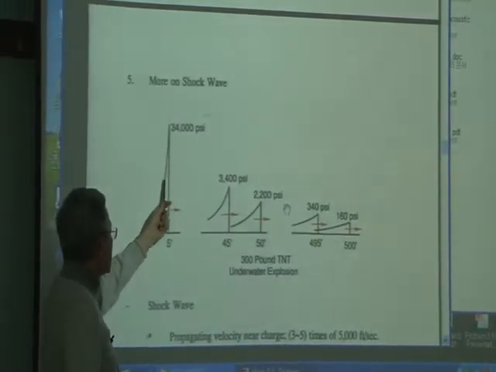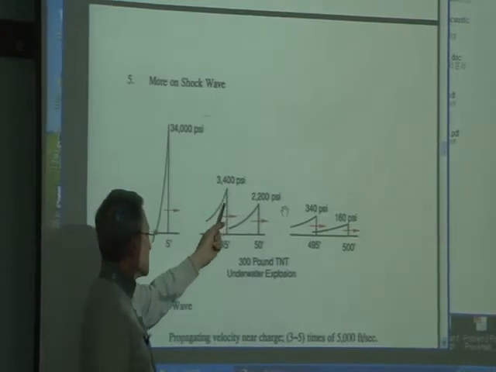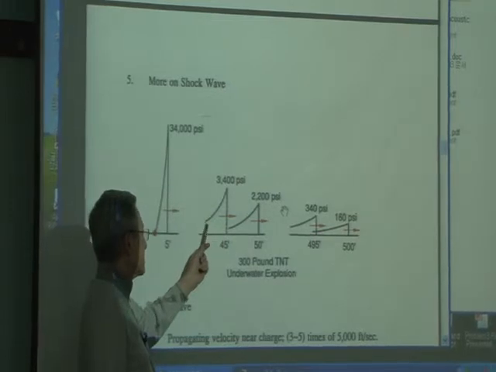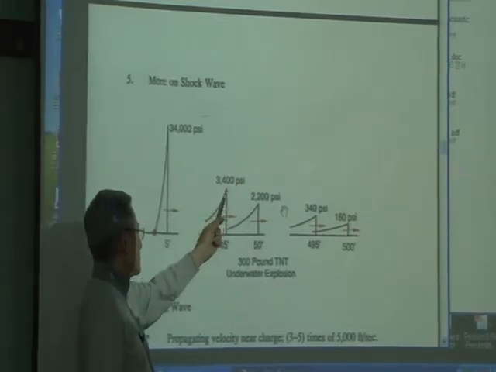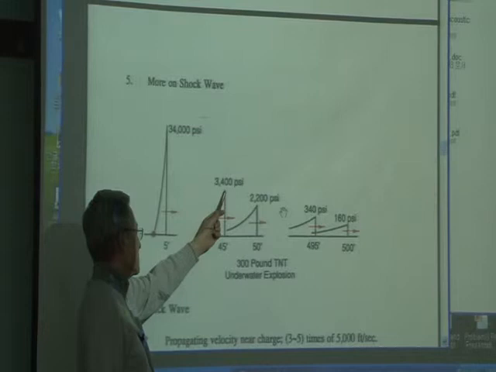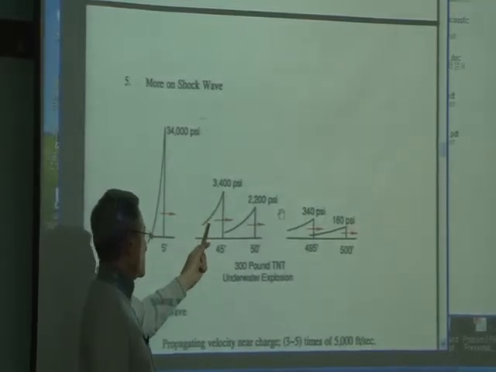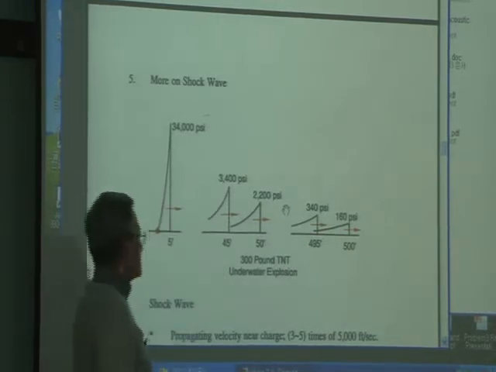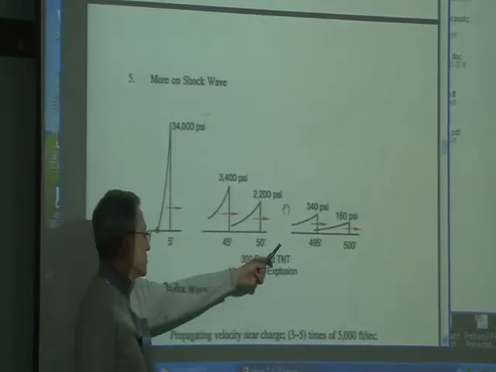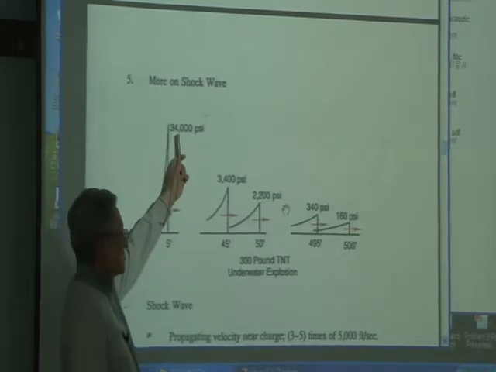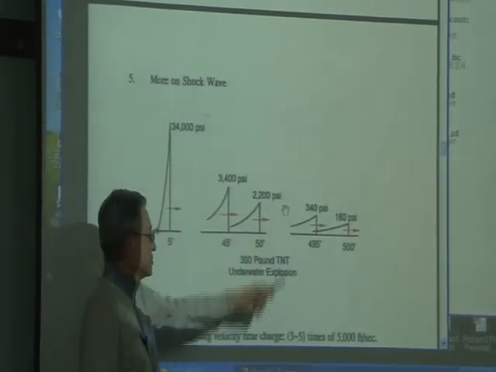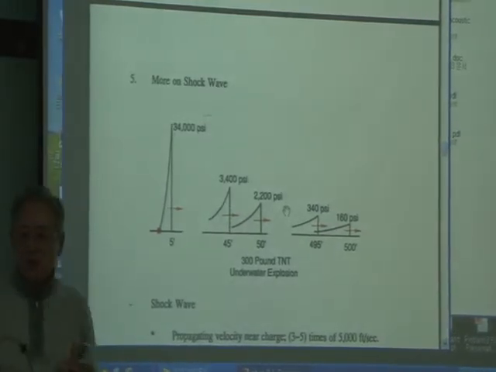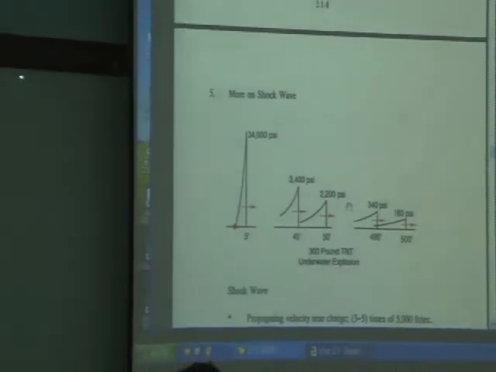In the tail end is, of course, exponentially decreasing, proportional to 1 over distance, and it's getting spread more. So it's only 500 feet, 34,000 psi down to 160 psi. So just to get the feel of it, okay, feel.